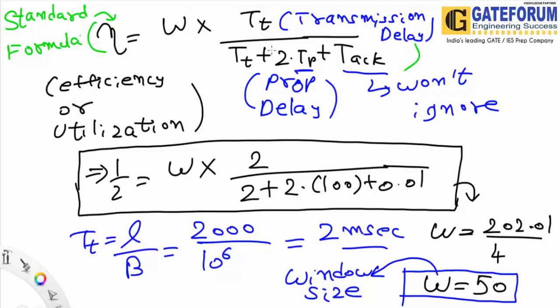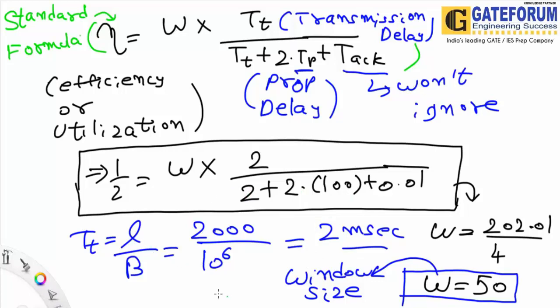Okay, so this is nothing but efficiency is equal to W, which is the window size, into transmission delay upon all the factors like transmission delay plus 2 into propagation delay plus T acknowledgement. Sometimes we ignore this, but in this question, as the acknowledgement frame size is given, we will not ignore it, and that's why we get the final answer of this window.